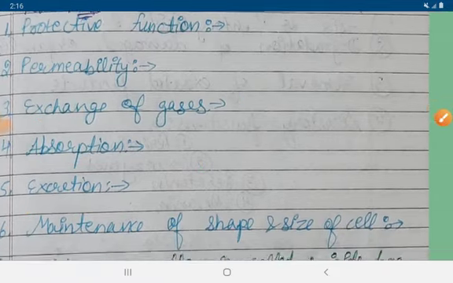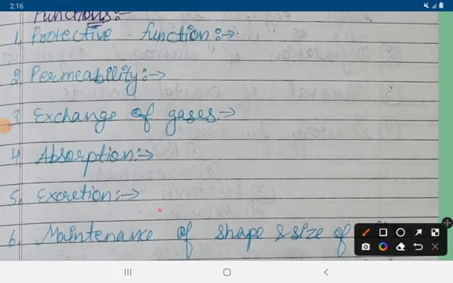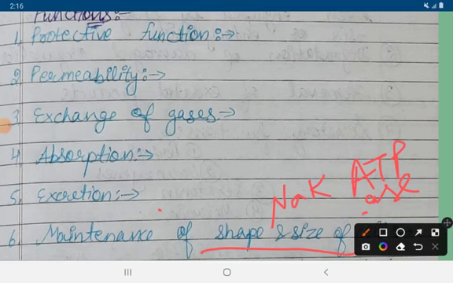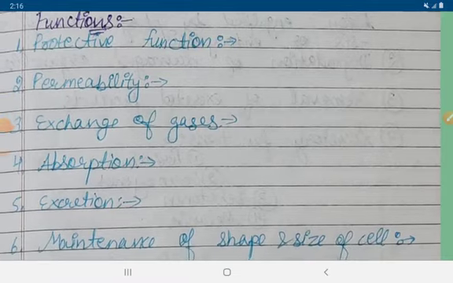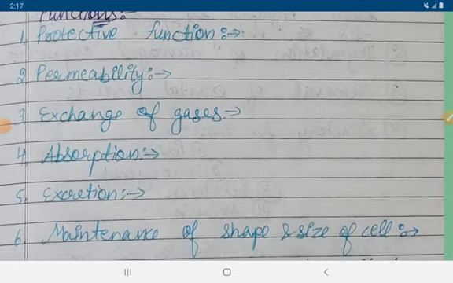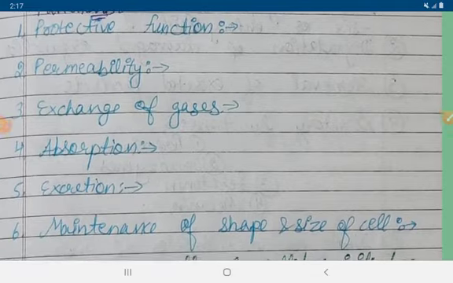And the next function is maintenance of shape and size of cell. The cell membrane prevents water accumulation and maintains cell size through sodium potassium ATPase channels. So the functions of cell membrane: firstly, there is protective function, then permeability, exchange of gases, absorption, excretion, and maintenance of shape and size of cell.